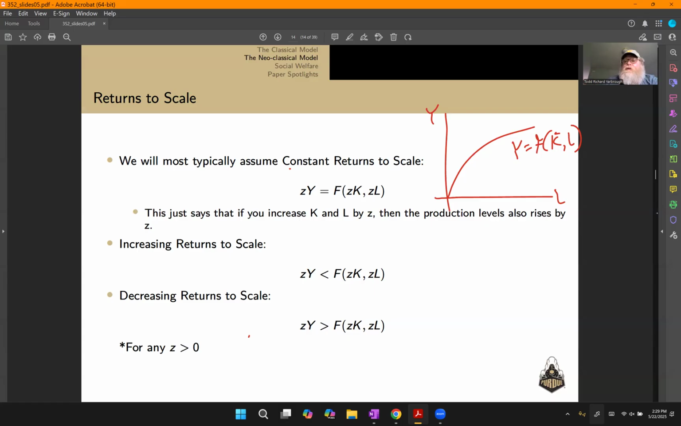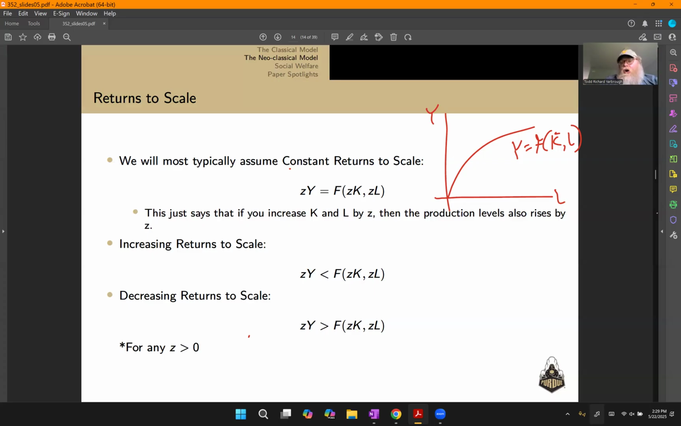So the extent to which output changes relative to changes in both capital and labor. Returns to scale is a very simple concept. If a 10% increase in both capital and labor causes a 10% increase in output, that's constant returns to scale. A 10% increase in both causing a less than 10% increase in output is decreasing returns to scale, and increasing returns to scale would be a 10% increase in both causing a greater than 10% increase in production.